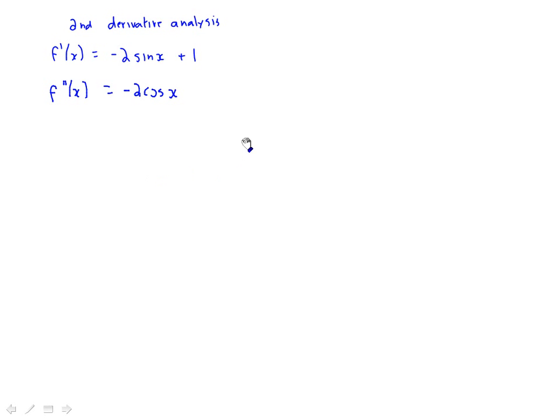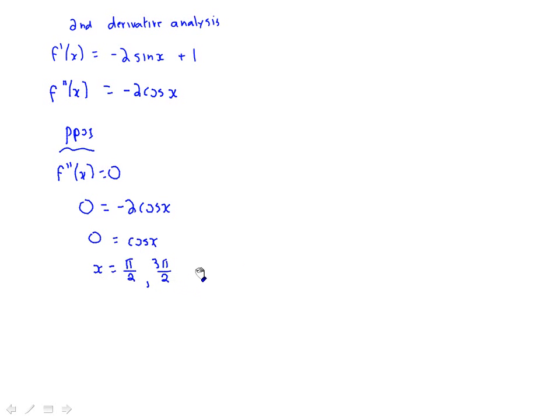And we set up the analysis after we get the potential points of inflection. But when we set this second derivative equal to 0, 0 is equal to negative 2 cos x. So cos x is equal to 0. So where is cos x equal to 0? Well, it's equal to 0 at pi over 2 and 3 pi over 2.